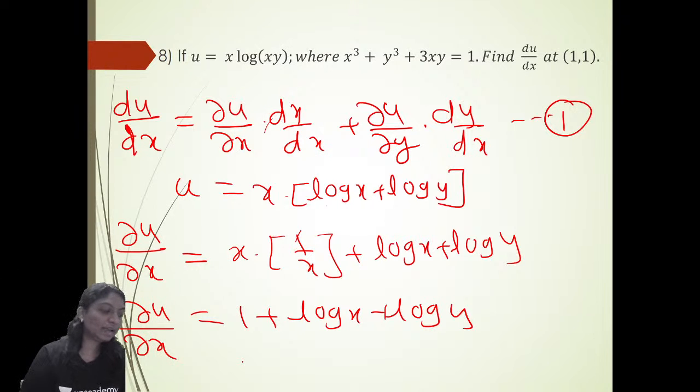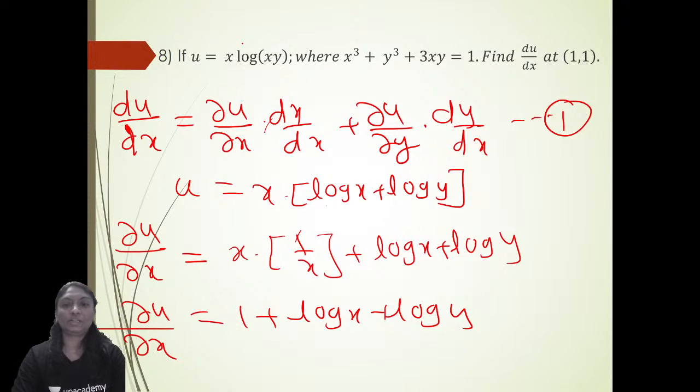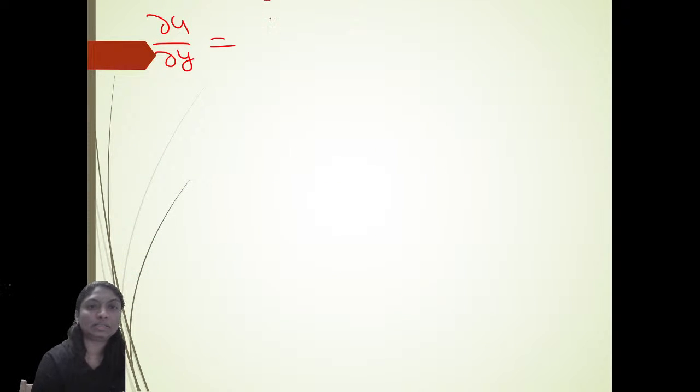Now we will calculate similarly ∂u/∂y. Differentiating u partially with respect to y, x is constant, the derivative of log x is 0, so 1 upon y, x into bracket 1 upon y, which is x upon y.